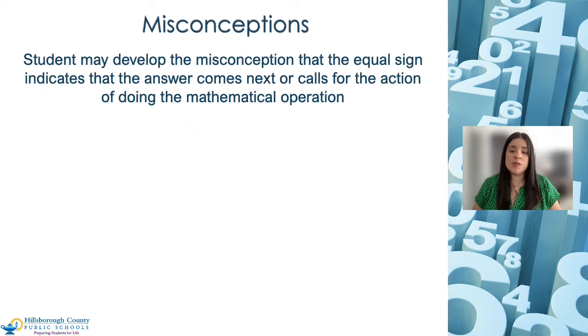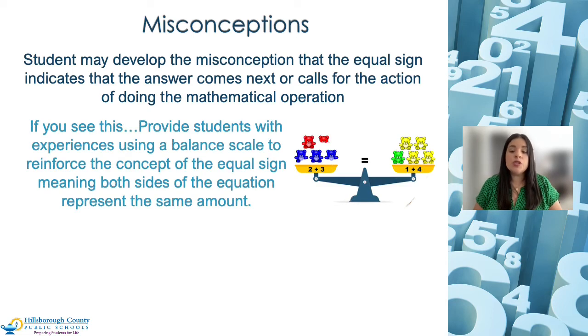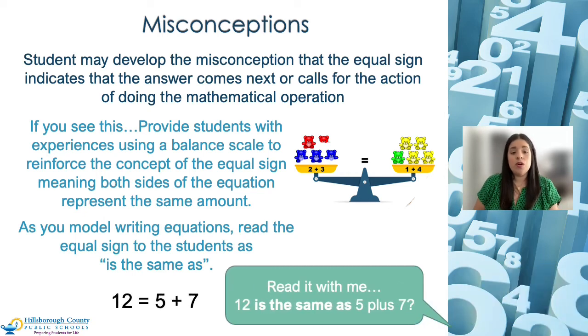And lastly, as students begin working with equalities, they may have the misconception that the equal sign means the answer is coming or calls for the action of doing the mathematical operation. If you see this, continue to provide students with experience using a balance scale. They need to reinforce the concept that the equal sign means both sides of the equation represent the same amount. Have them put counters or bears or some sort of objects on the balance to concretely model the equality of the equation. As you model these equations, also practice having students say is the same as. They'll say it if they continue to hear you say it.